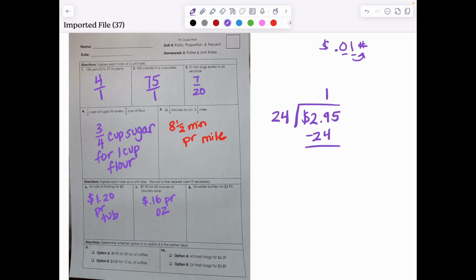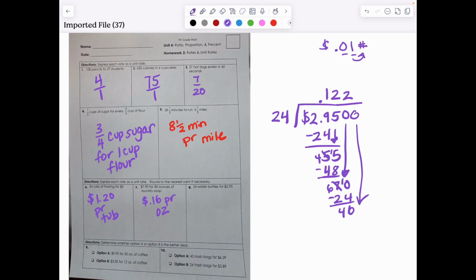So it goes in once. Put your decimal point there, bring down your 5, and then it goes in twice, and 2 times 24 is 48, and we need to subtract. Now we need to add a 0 and bring it down. 24 times 3 is 72, which is too much. We'd continue to add zeros, but that's not necessary because we can round 0.122 to just 0.12. So that means it's 12 cents per water bottle, which is pretty cheap.